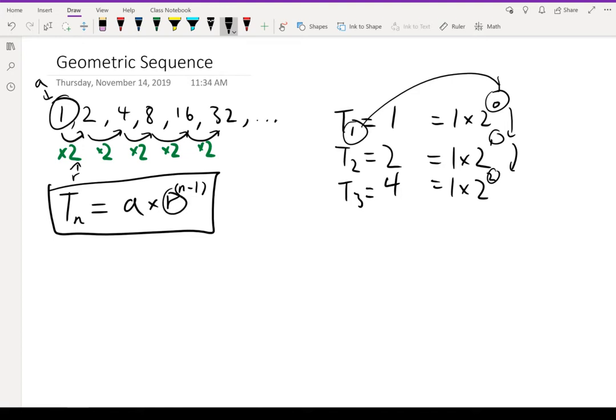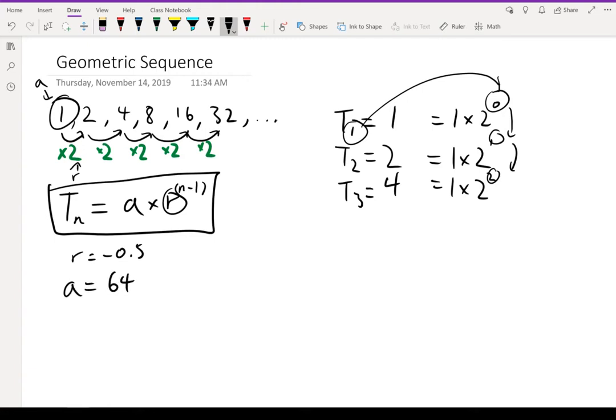Now, this r can be anything. It can be any real number. In fact, it can be 1, it can be 2, it can be 3, it can be negative, it can be half, it can be a decimal. So let's say, for example, I have a ratio of negative half, just as an example. And if I start at 64 as my first term, so let's say a is 64, that's my first term.